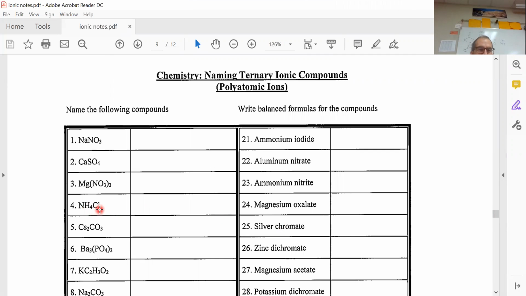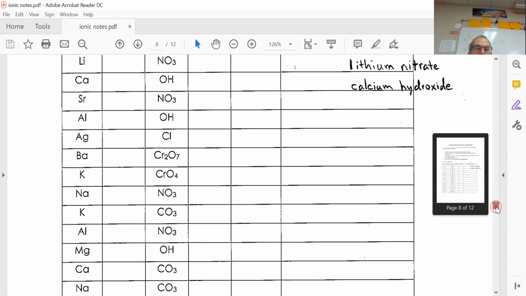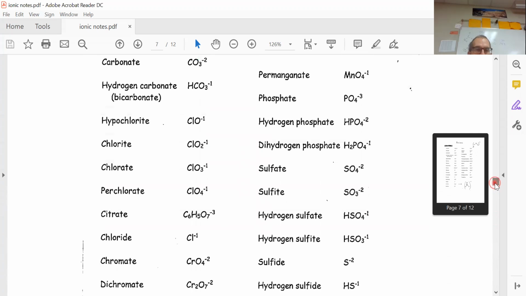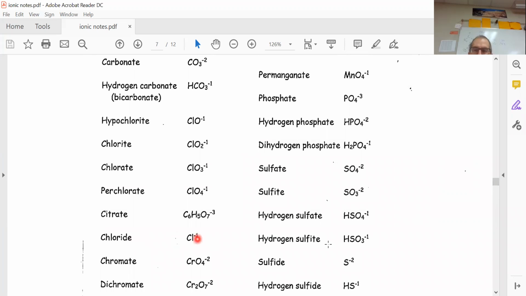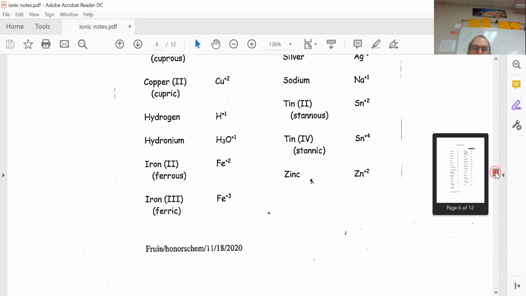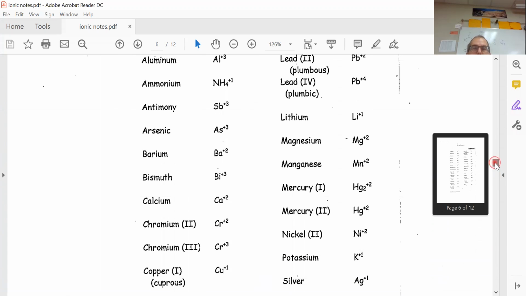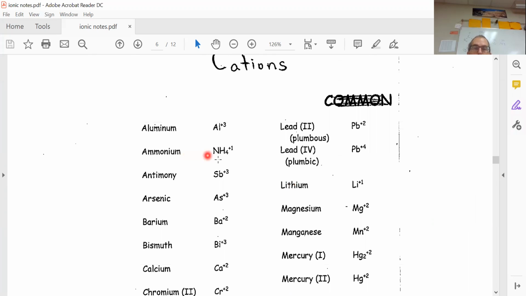NH4Cl. So I see three elements. We usually said the negative ion is the one that has a combination. But here's an exception right here. Going and looking at my common ion chart, I think I see Cl minus. So that's the negative ion. And then I actually look at all these positive ions. They're almost all single things, except for the one right near the top, ammonium.